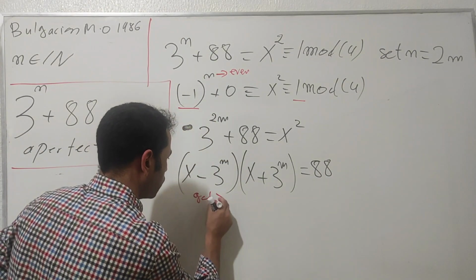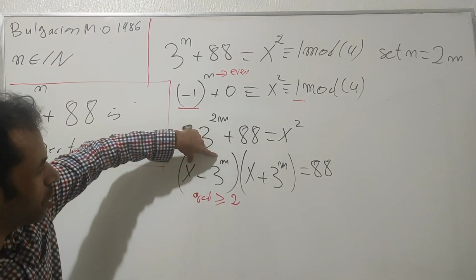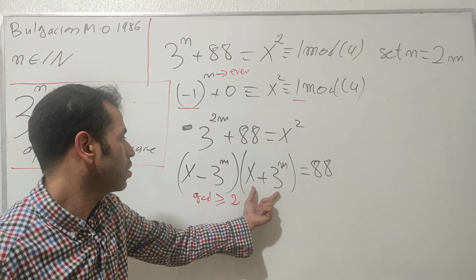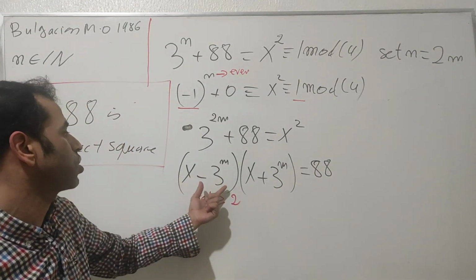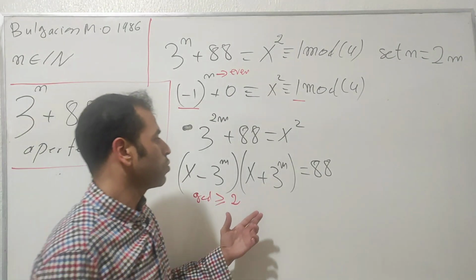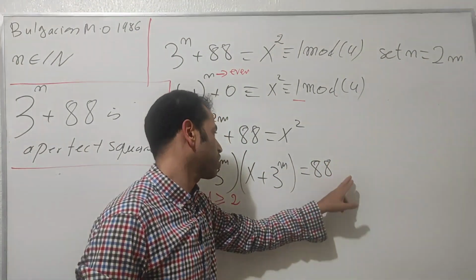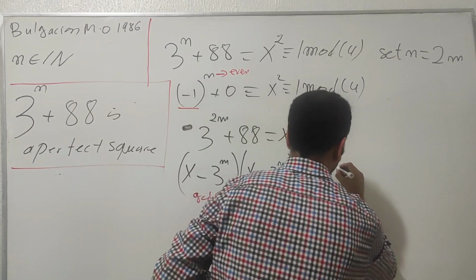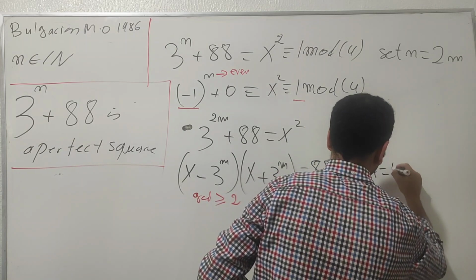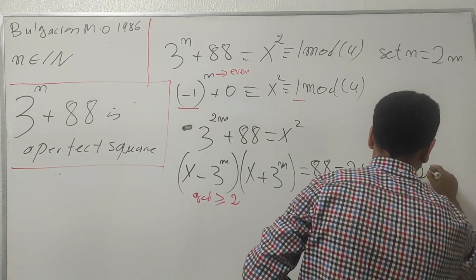So the GCD of these two terms is bigger than or equal to 2, because this term is even, and this one also is even because x is odd. Adding an odd integer to an odd number gives even. Also, if you subtract odd from odd, it gives us even. So I'm going to take only the even values for the factors, because we have known values on the right hand side of this equation. And 88 is going to be factorized as 2 multiplied by 44 or 4 multiplied by 22.